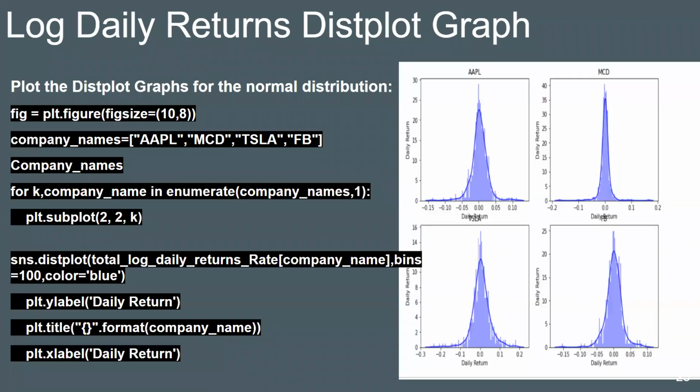Then we use the total log daily rate to plot the graphs for the normal distribution. McDonald's log daily return is the most concentrated among the 4 companies.